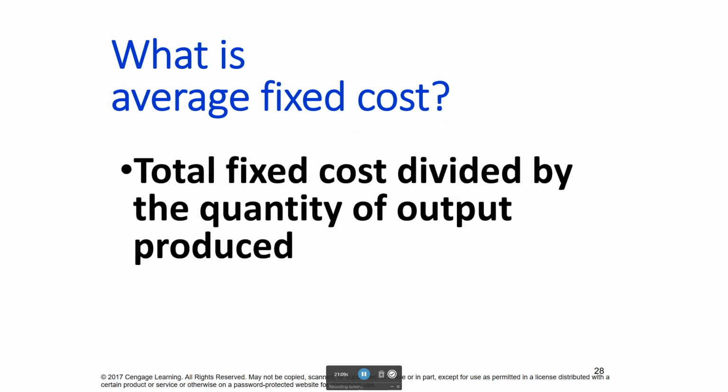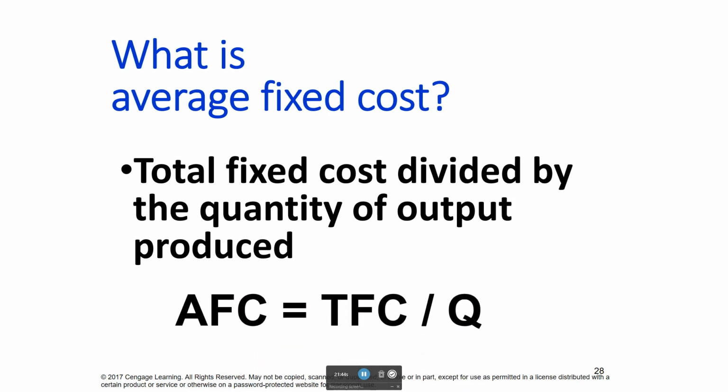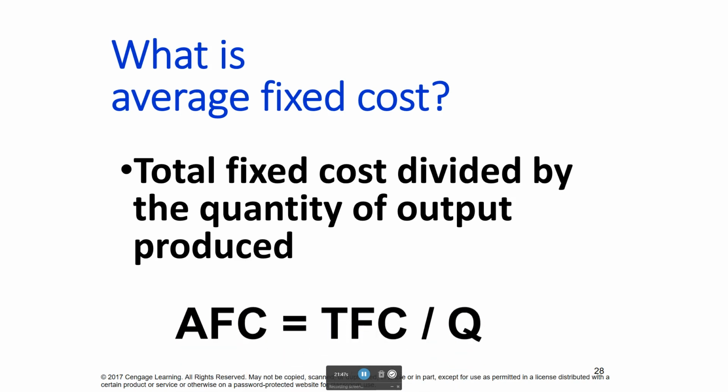Average fixed cost is total fixed cost divided by the quantity of output produced. So let's say I'm open for 1 hour, I have 1 worker, my variable costs were $10, and my fixed costs are $1,000. My average fixed cost would be the $1,000 divided by the 4 pizzas I produced. That would be $250 per pizza.